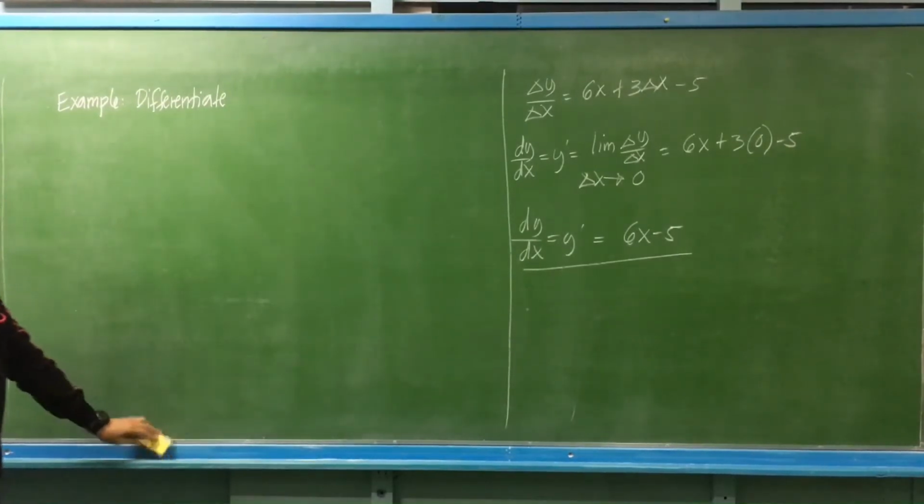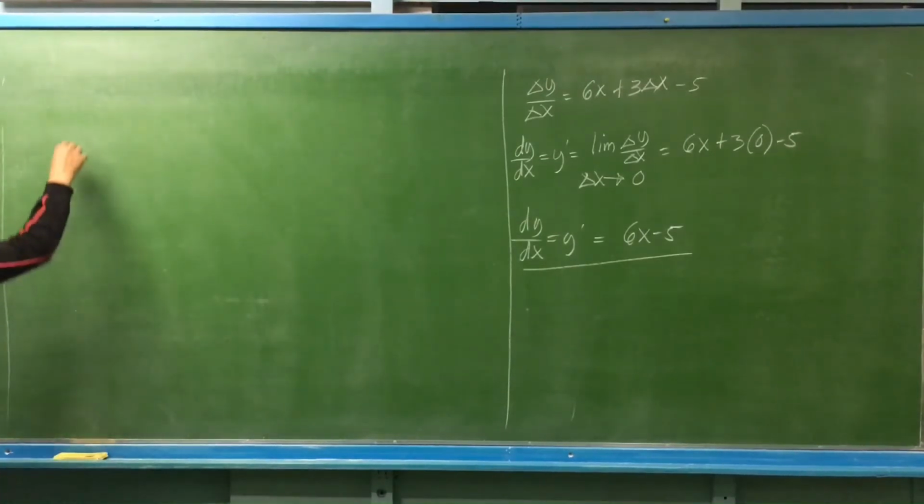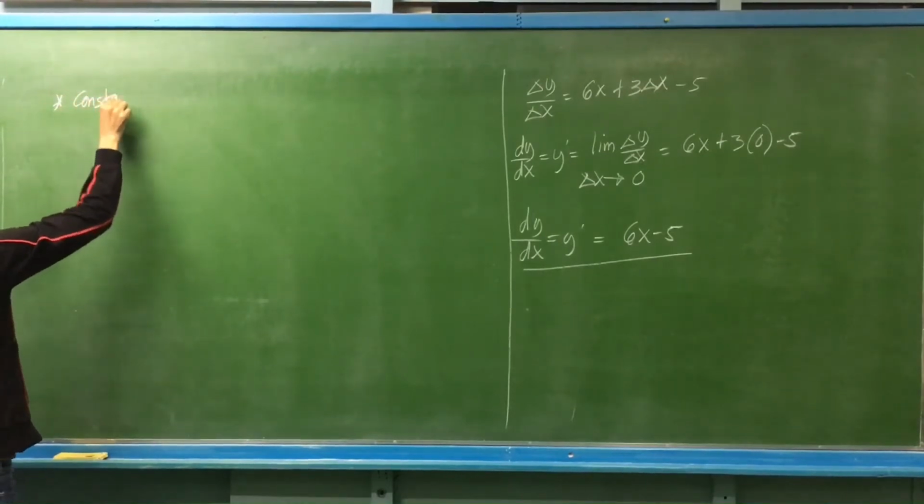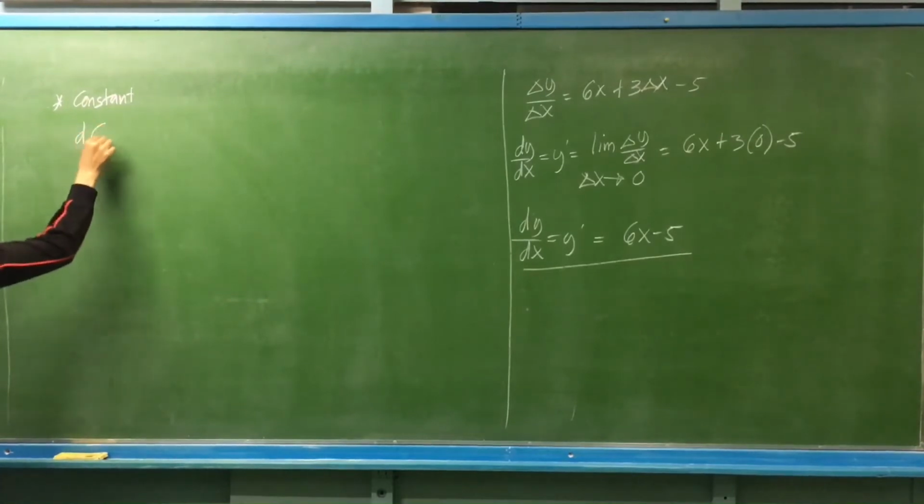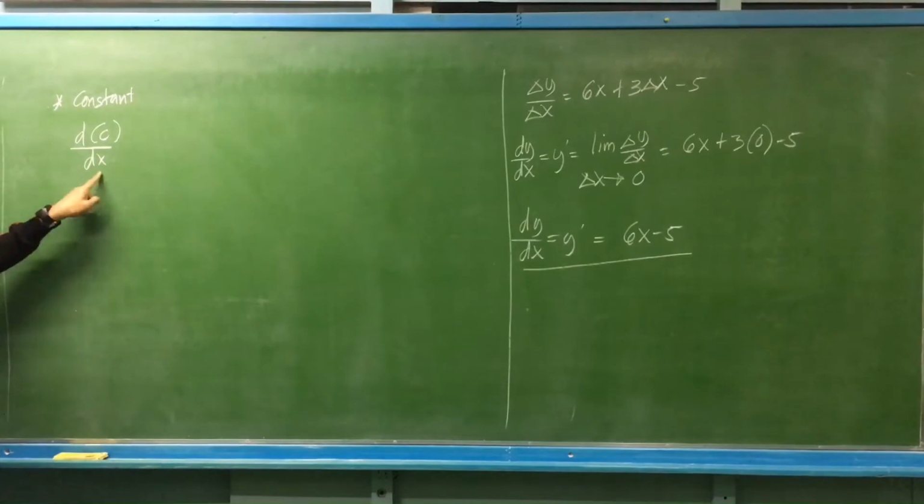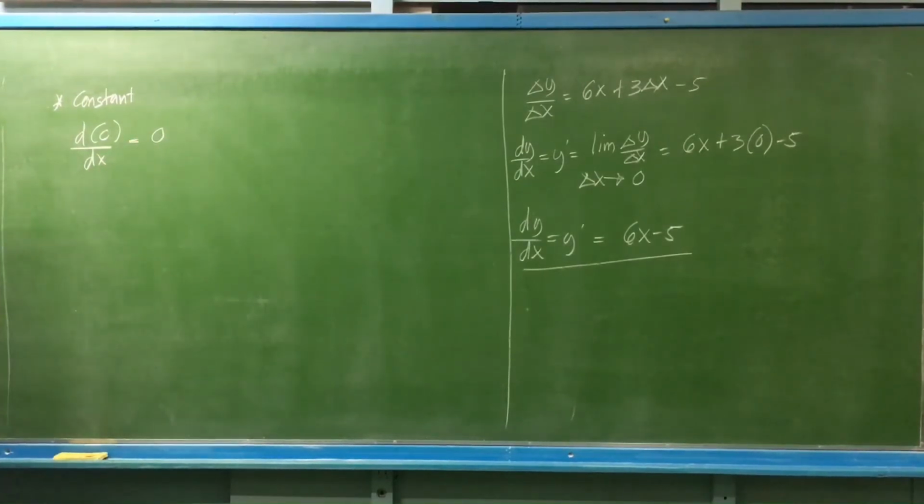Okay, so how to determine the derivative of a constant? So for a constant, let's say the derivative of a constant with respect to x, let's say our variable of differentiation is x. Derivative of constant is always 0.